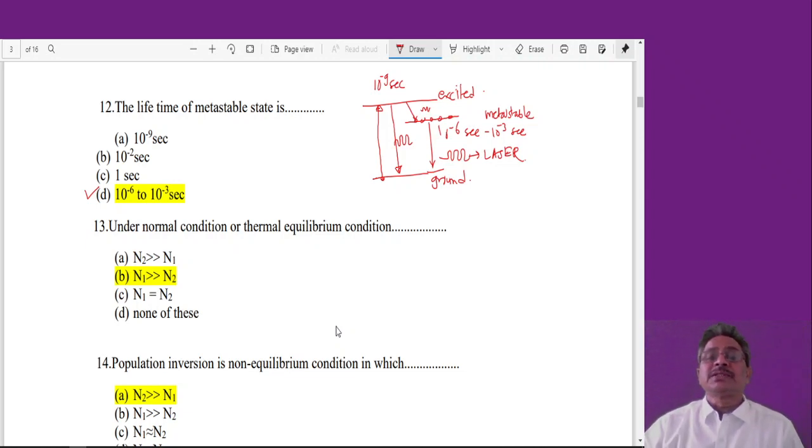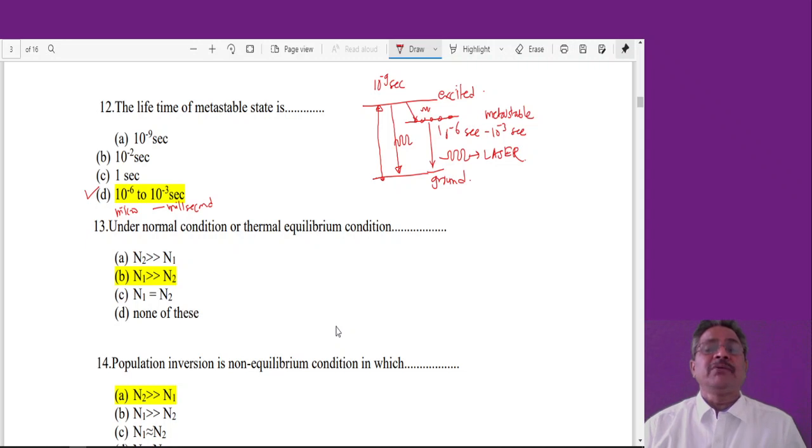Here the electron stays for a longer time as compared to the time required in the excited state, and therefore this time is 10 raised to minus 3 seconds to 10 raised to minus 6 seconds. 10 raised to minus 3 is more than 10 raised to minus 6. This is the microsecond, and this is the millisecond. Sometimes this question may be asked with options given as 1 millisecond to 1 microsecond instead of seconds, so you should not get confused.